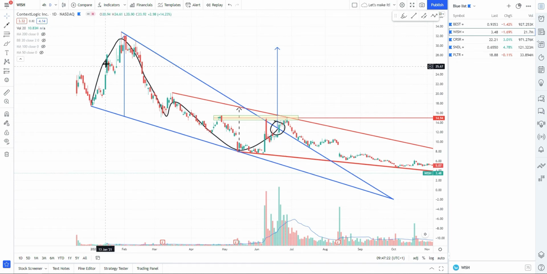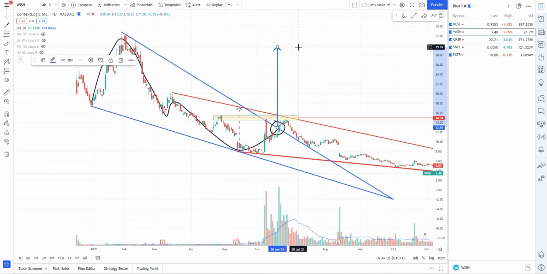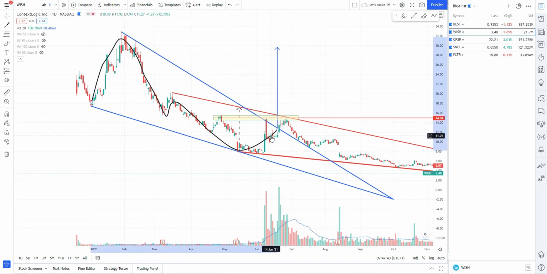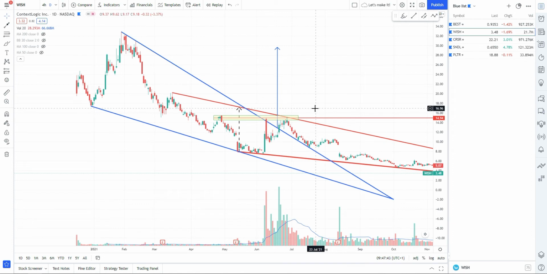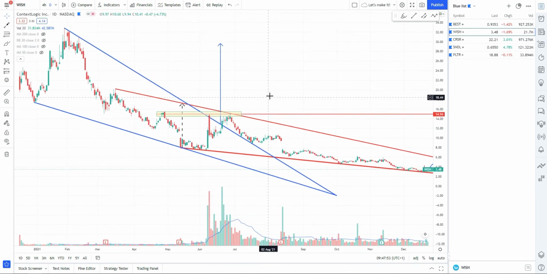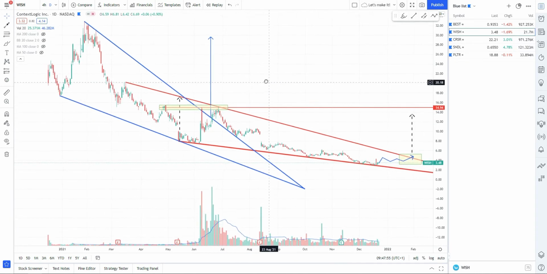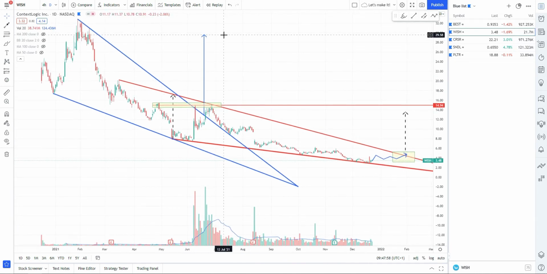Why is it there? Because if we take the height of this descending wedge and project it from the breakout point, we would see that the target is very close to $30. It doesn't mean that we're reaching this point soon. It might take time, but investors who bought here on June 21st with these huge volumes are still waiting for their reward to come. So keep this in mind. This would be my long-term price target.